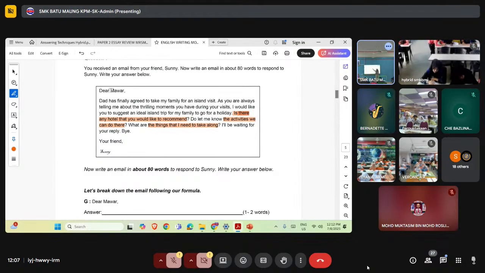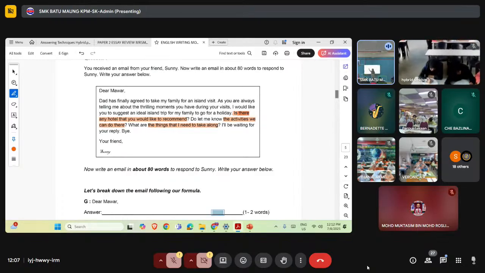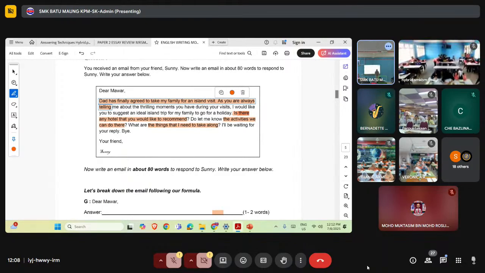Okay, all right. R. R is referring to the first sentence of the email. So what is written here? Dad has finally agreed to take my family for an island visit. How do you respond to that?